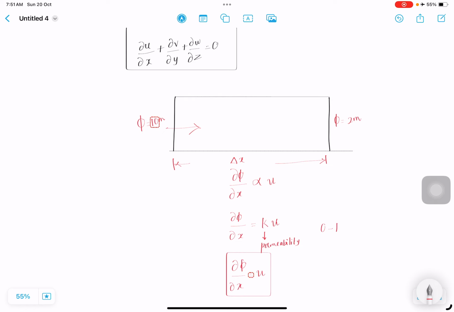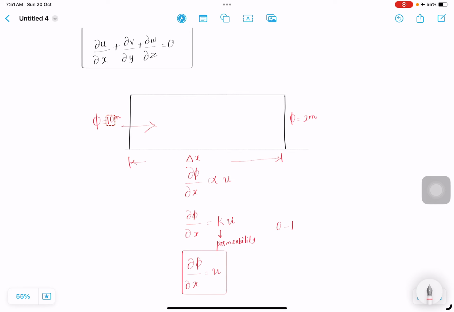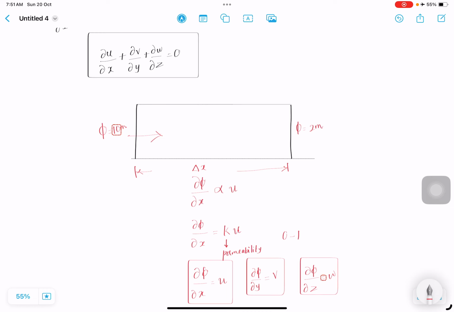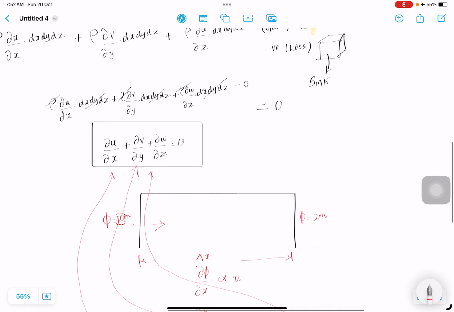We can also consider the same scenario, but this time the flow along the y direction, in which case dou phi by dou y will be equal to v. And we can consider the flow along the z direction, in which case dou phi by dou z is equal to w. So now I have three equations for u, v, w. What I can do is take this value of u and plug it here, take this value of v and plug it here, and take the value of w and plug it here. So what happens to this equation?